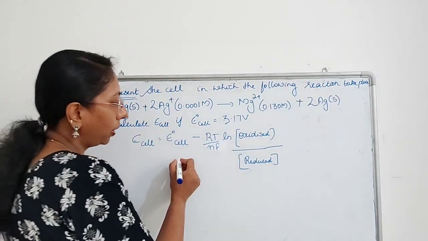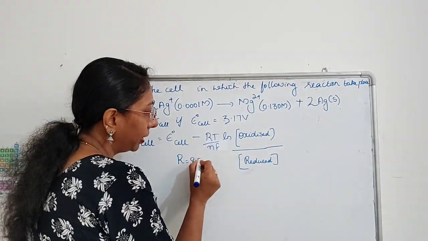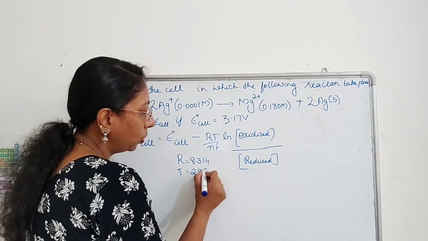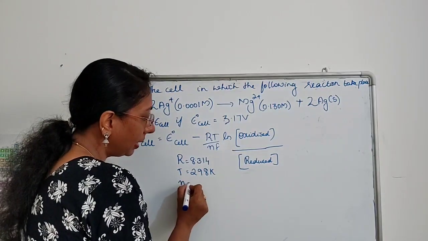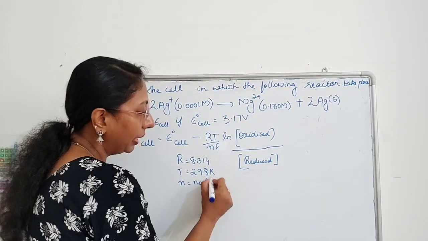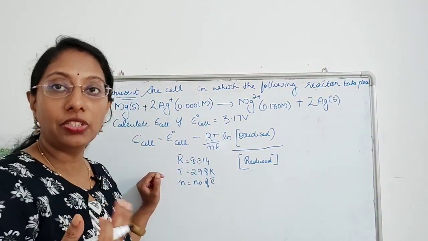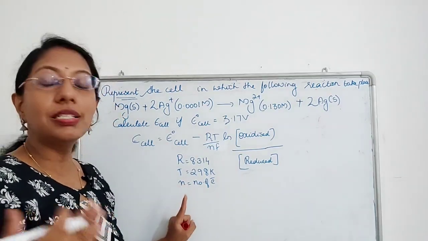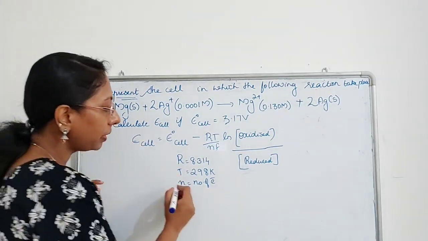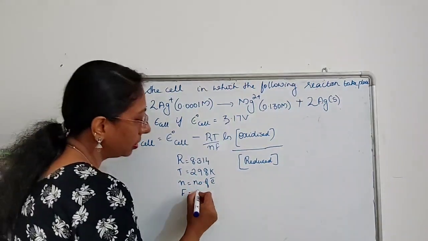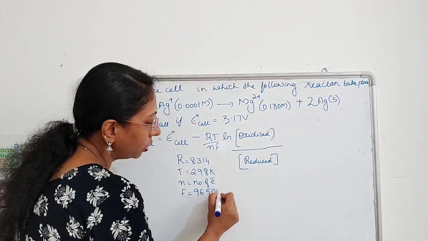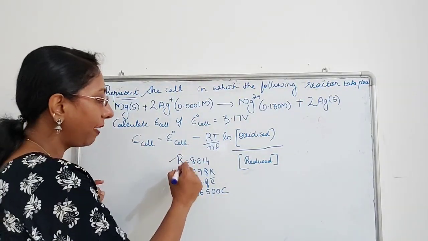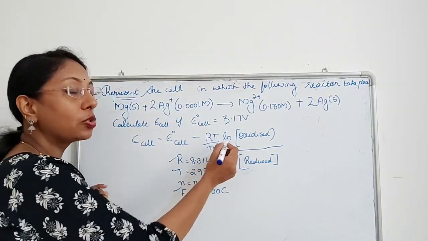So we should know what is R. R is 8.314. It is the universal gas constant. Temperature is 298 Kelvin. N is the number of electrons. It depends upon the reaction. In some reactions it may be 1 electron transfer, in some it may be 2 electrons. So N is different for different solutions. And F is the Faraday constant. It is 96500 Coulomb.